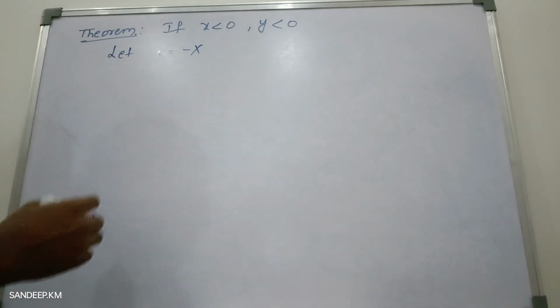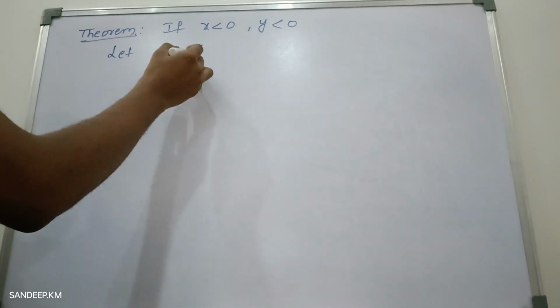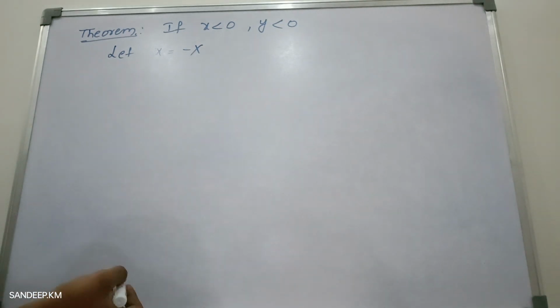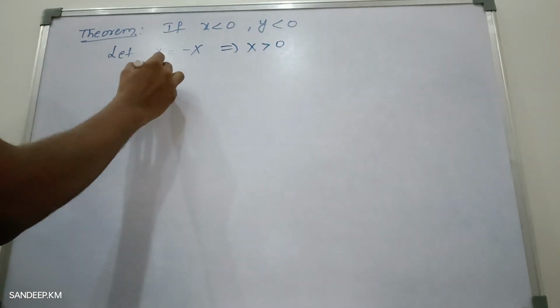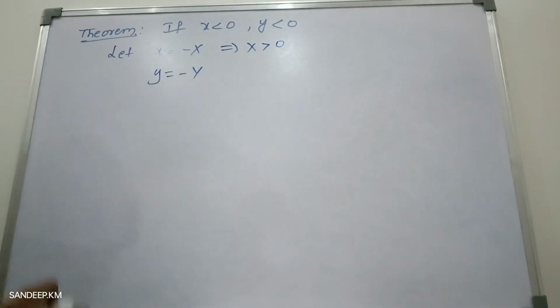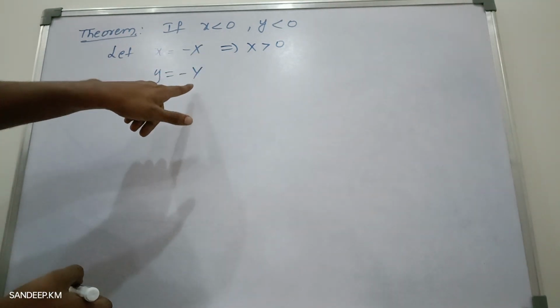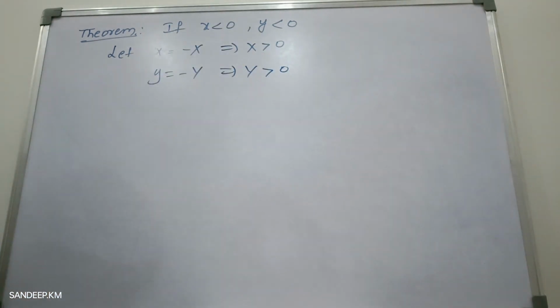See, x is negative, then minus x is positive. Therefore, capital X is positive. And similarly, I will take y equal to minus capital Y. Since y is negative, minus y is positive. Therefore, capital Y is positive.